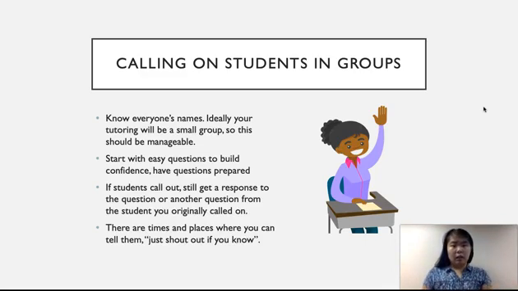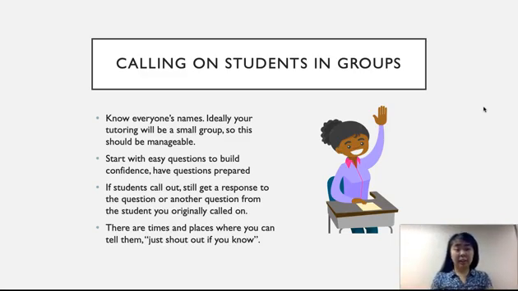Anyways, so knowing everyone's names is important. Ideally, your tutoring will be a small group, so this should be manageable. Although pronunciation can trip people up, it's definitely worth taking the time, saying, how do you pronounce your name, and making an effort to get that right. And starting with easy questions. When you ask a question to the group, start with, okay, who knows what this word is? And it's a very obvious sight word, like "and." And then to build confidence, like, oh, I want to get it right, I can do this, participation, and then having harder questions to work up to.